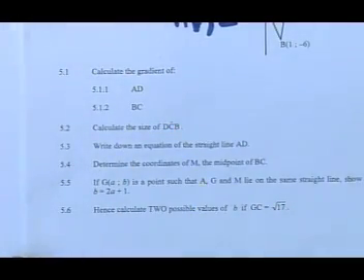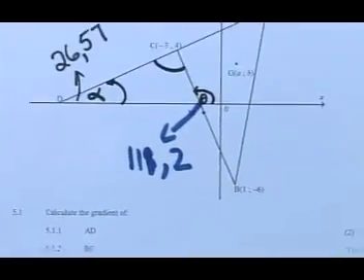So it's 111,8 minus 26,57, and we got an angle of 85,2. And that was question number 5.2. It was lovely showing you that some angle of inclination is always in an analytical geometry paper. The next question was to go and find the equation of the straight line AD.